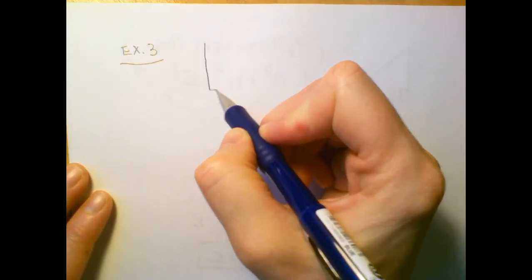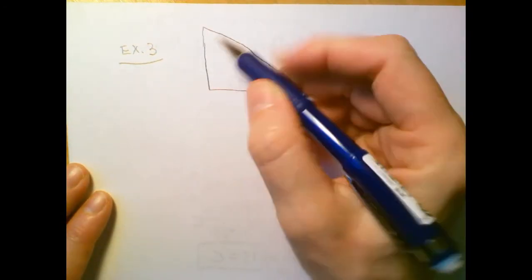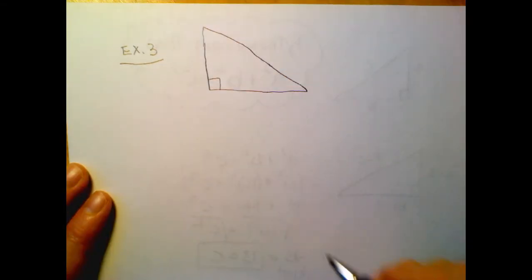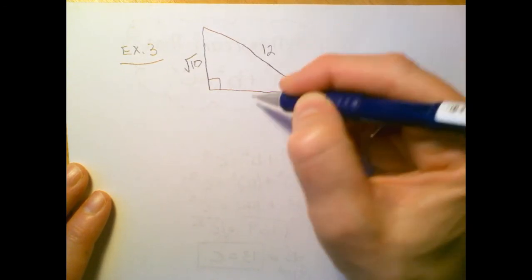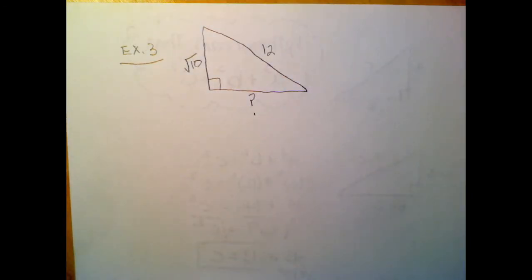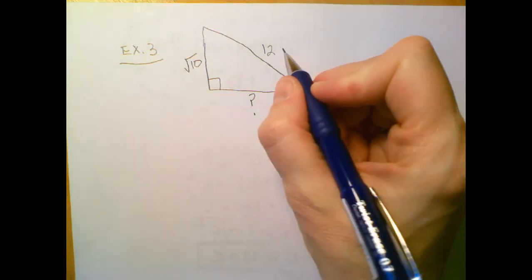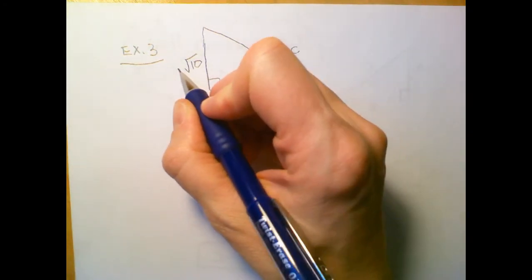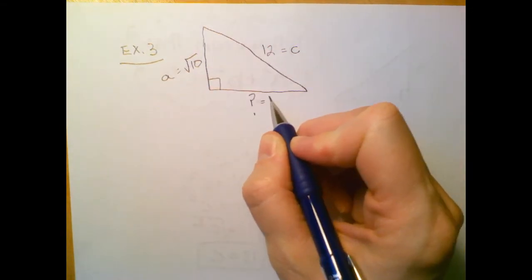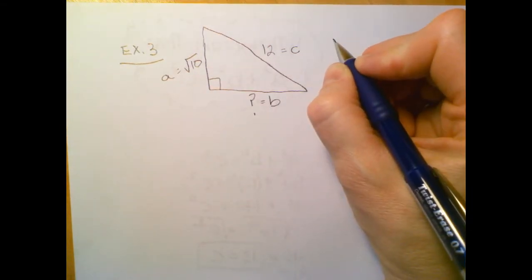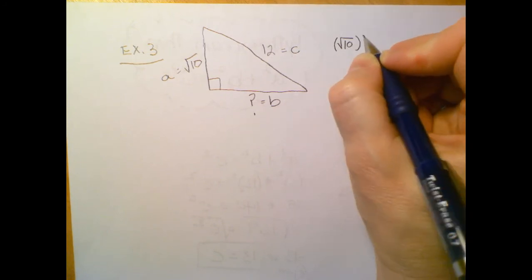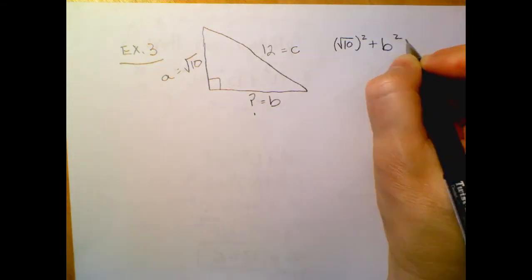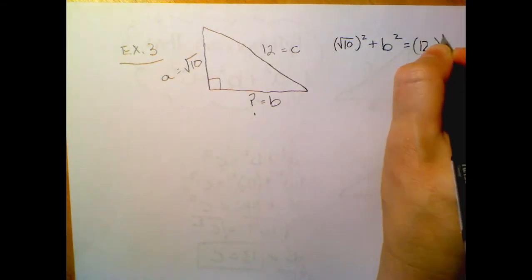Okay, another example. Example 3. Right triangle. This side will be square root of 10. This side will be 12. And we're going to find that side. All right, so this is the hypotenuse. That's my C. I'll just make this side A and this side B. Okay, so we're doing A squared plus B squared equals C squared.